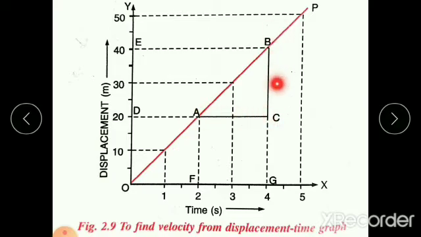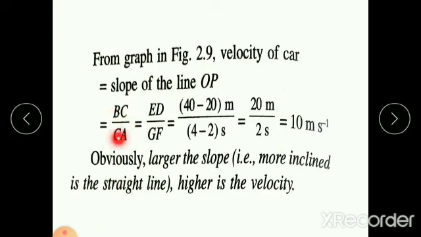So BC is nothing but the value of ED. So it will be 40 minus 20, and AC will be FG, that is 4 minus 2. So you can write BC divided by CA is nothing but ED divided by GF. ED is 40 minus 20 meters divided by GF, which is 4 minus 2 seconds, that is 20 meters divided by 2 seconds, that is 10 meter per second.